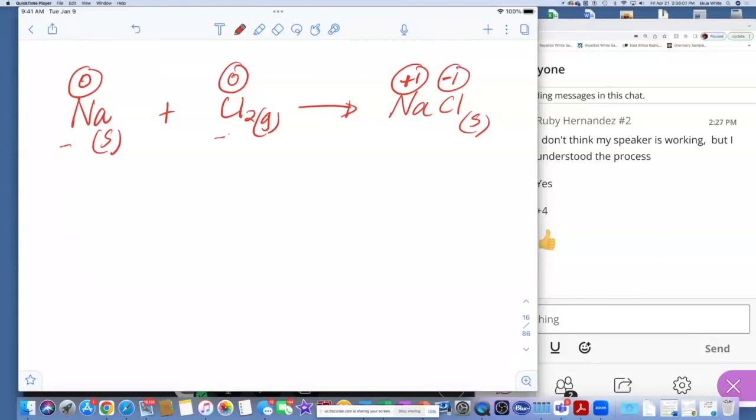Using that understanding of what an agent does, let's see how the chemicals here can be agents of each other, almost like advocates to help the other element do what it's going to do. So let's see what happens to sodium first. Sodium goes from zero oxidation state to +1.